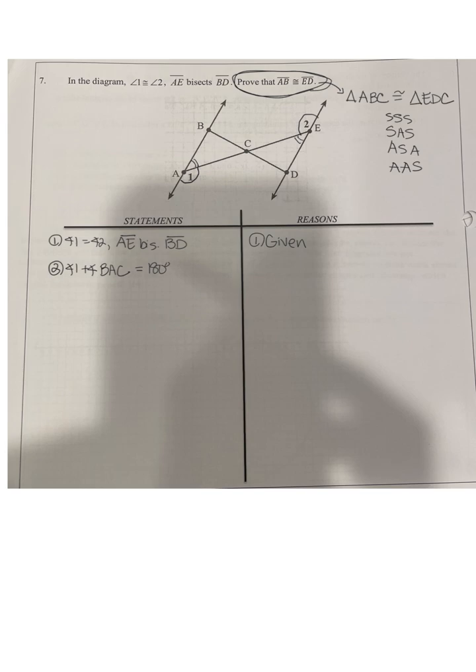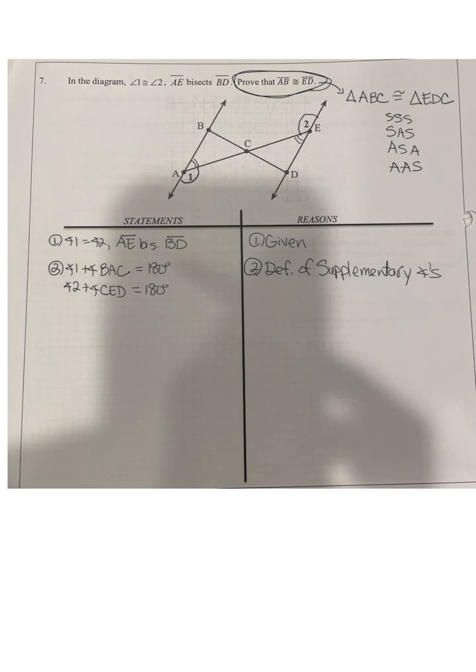Okay, so then I know angle 2 plus angle CED, they also equal 180 because they're on a straight line. Okay, the reason: definition of supplementary. That's a long word, right? Supplementary angles. Okay, supplementary angles are two angles that add up to 180 degrees because they're on a straight line.